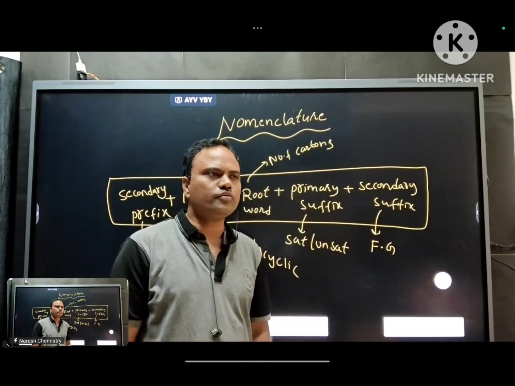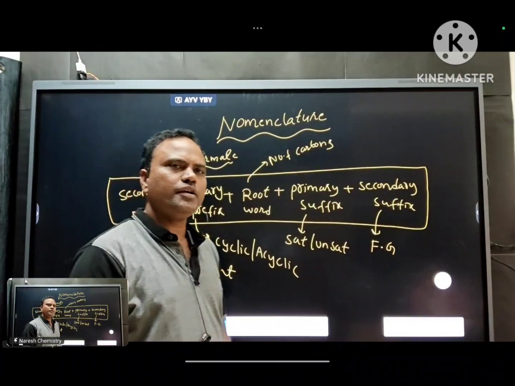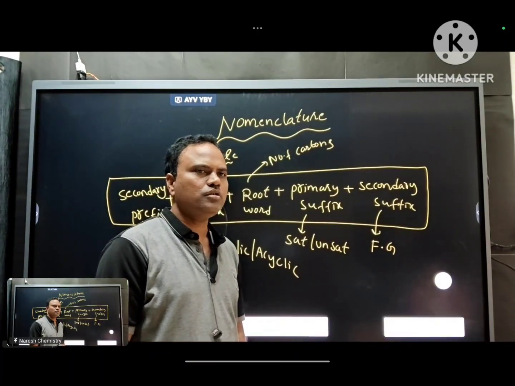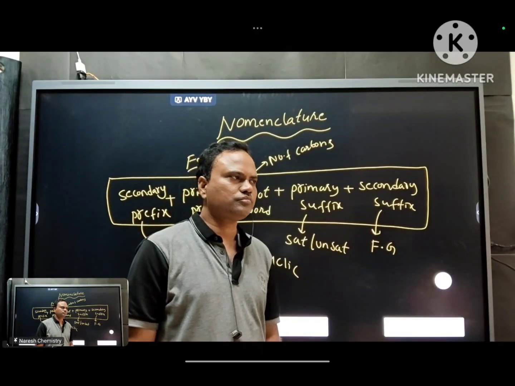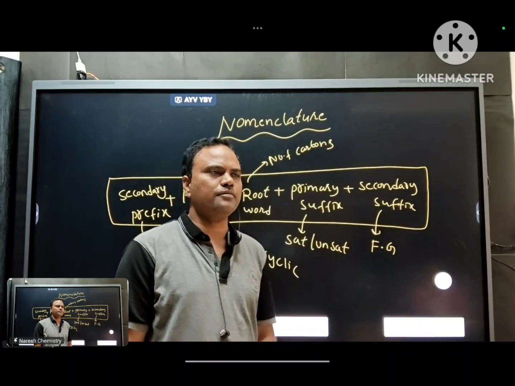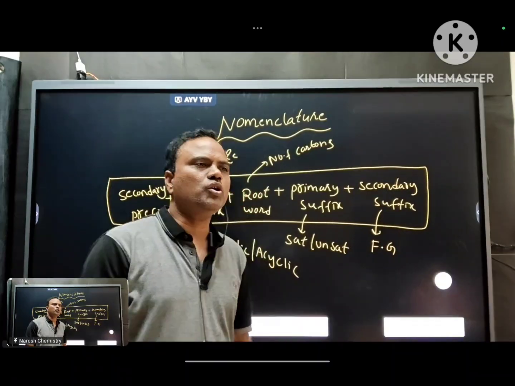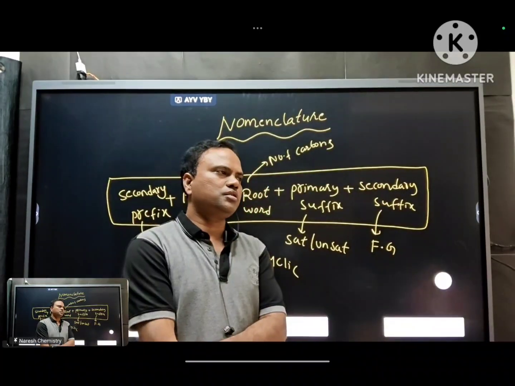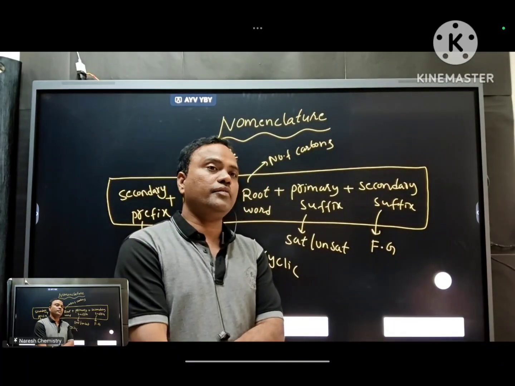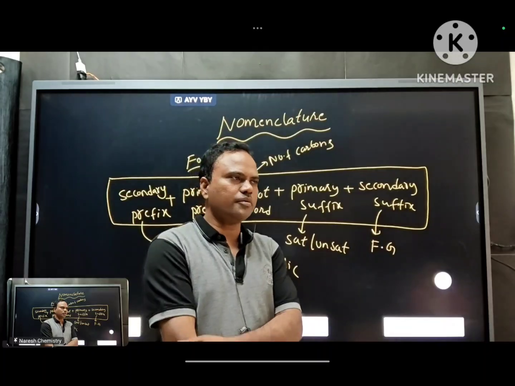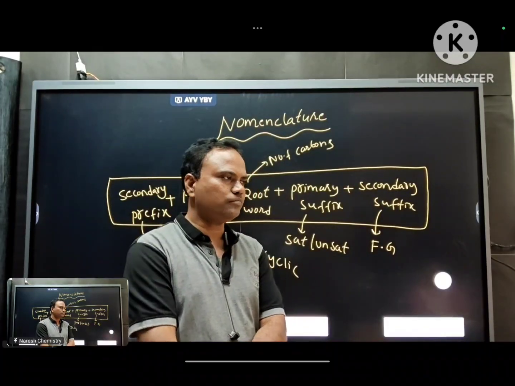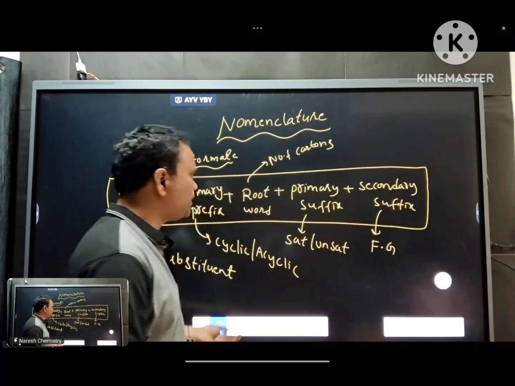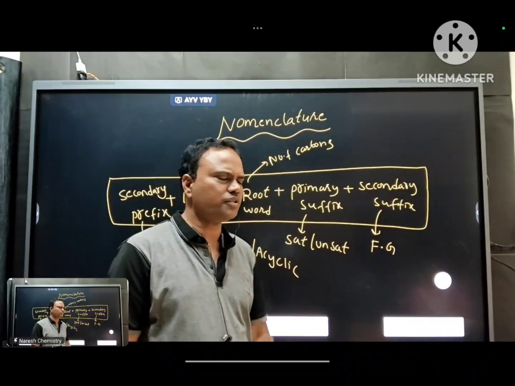We know about root words. What is the root word if 8 carbons are present? 9 carbons are non. 10 carbons are dec. 11 carbons are undec. 12 carbons are dodec. Tridec, tetradec, and so on. And the remaining, meth, eth, prop, but, everything.